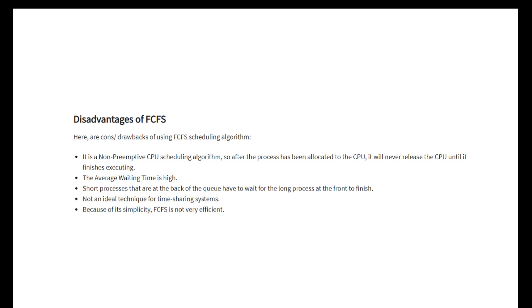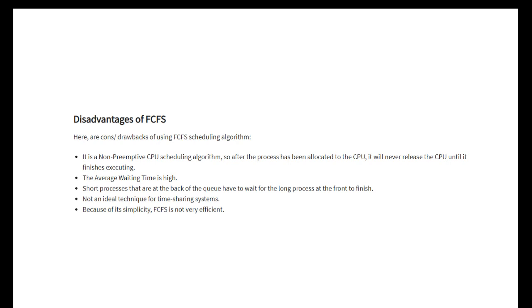Because of its simplicity, FCFS is not very efficient. We have the summary. The definition of FCFS is an operating system scheduling algorithm that automatically executes queued requests and processes by order of their arrival. It supports non-preemptive and preemptive scheduling algorithm. It stands for first come first serve.